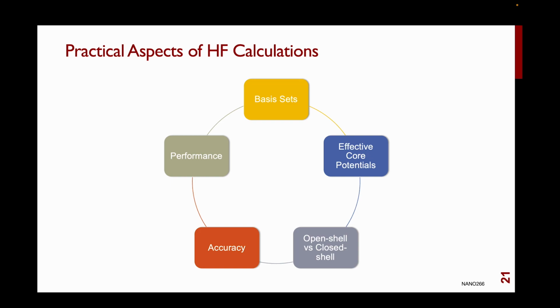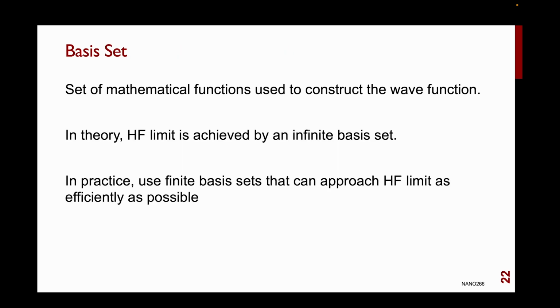So let me start with the first one, which is basis set. The basis set essentially is just the set of mathematical functions that you use to construct the wave function. In the linear combination of atomic orbitals approach, that mathematical function is just your atomic orbitals, but by and large you usually do not just use your atomic orbitals, right?